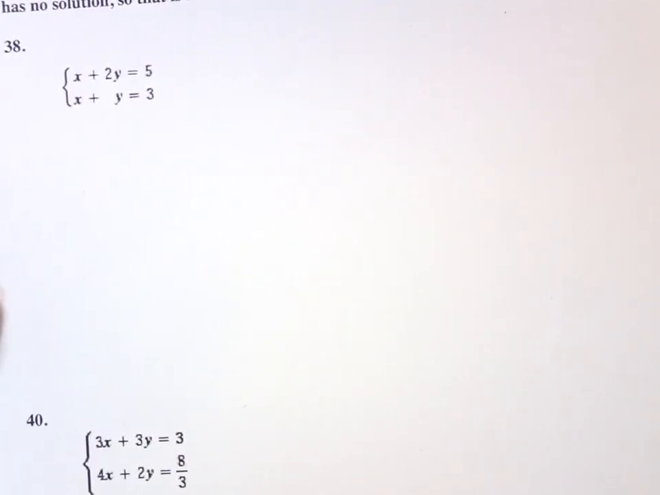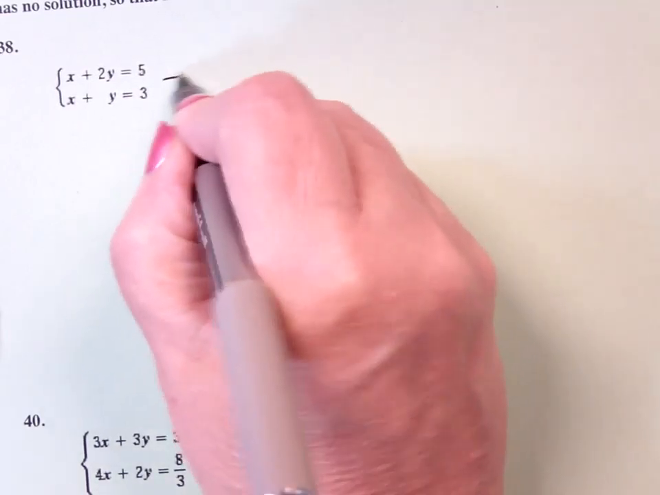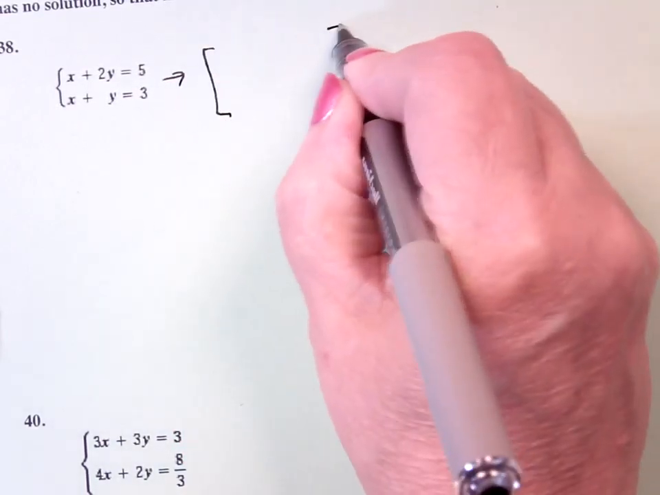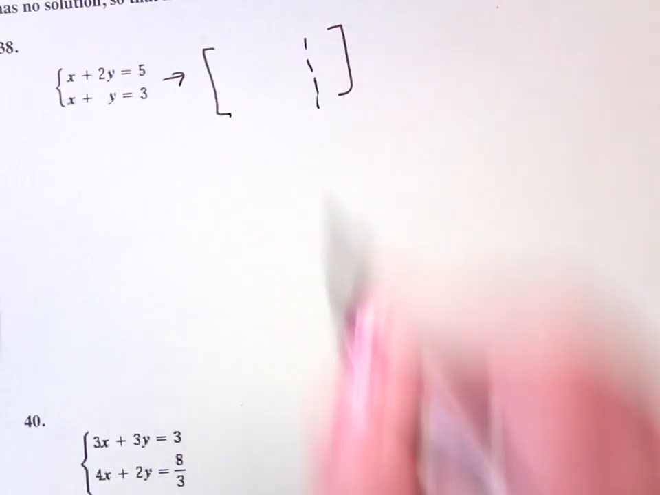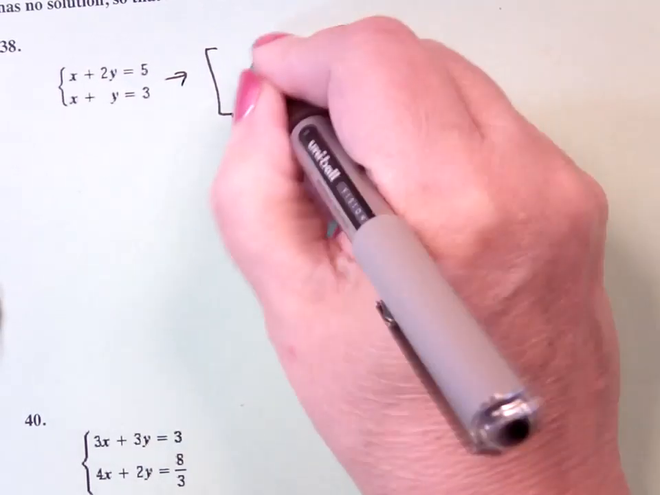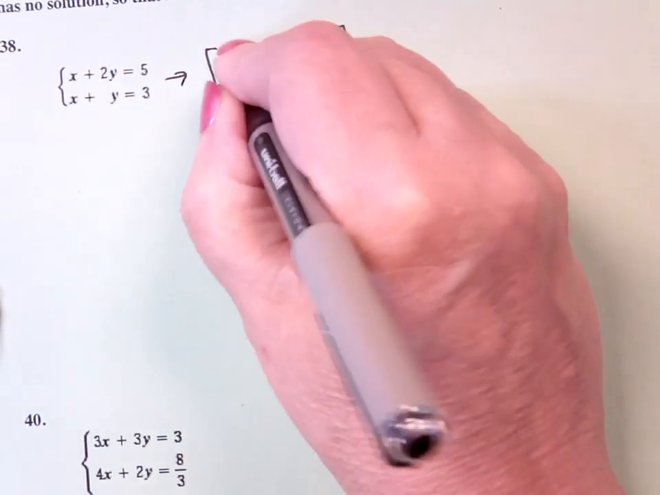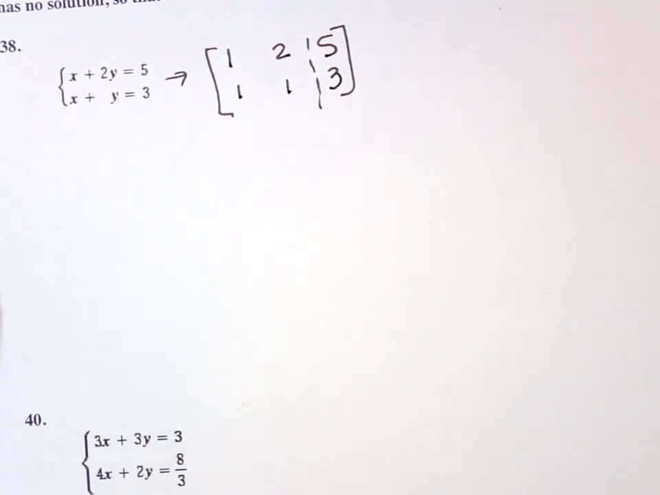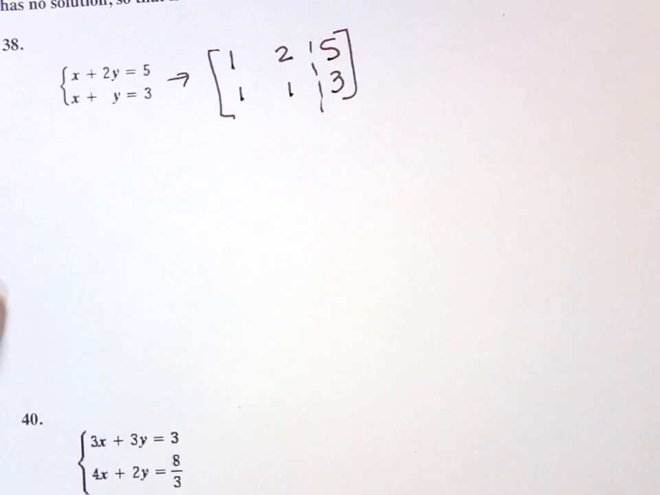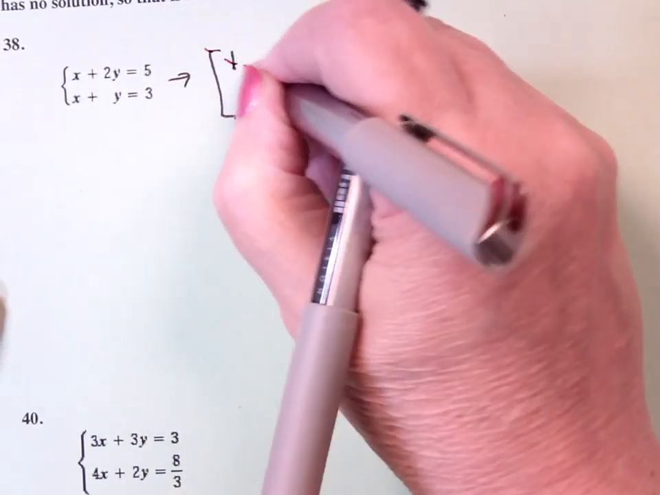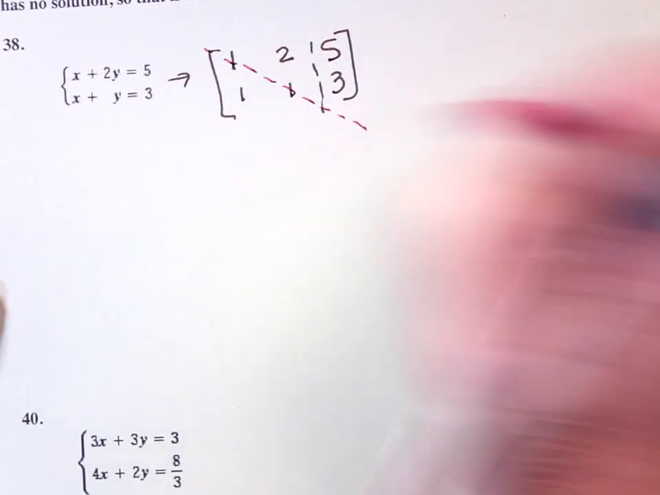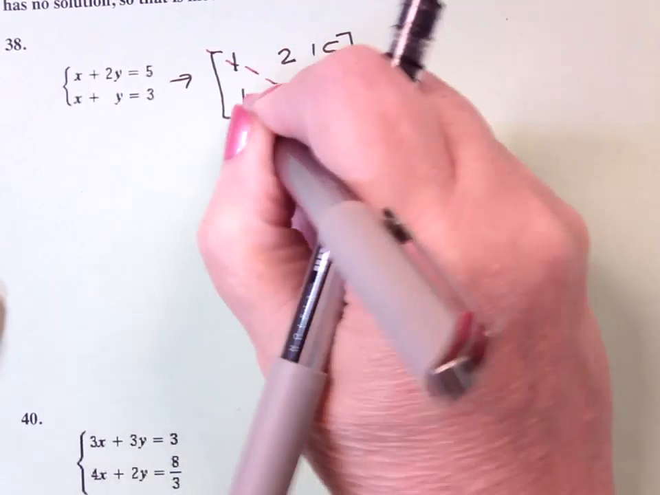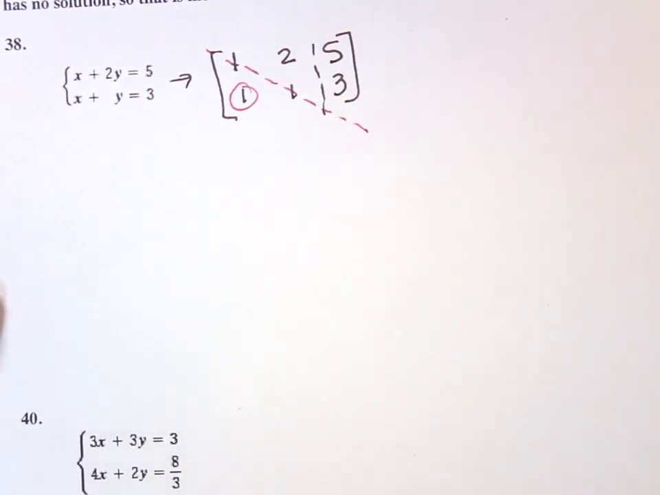and elementary operations. Now the first thing that I'm going to do is set up an augmented matrix. And x, 1x, 2y, constant, 1x, 1y, constant. Then I'll go in and put in my main diagonal, and I know that everything below it needs to be 0.